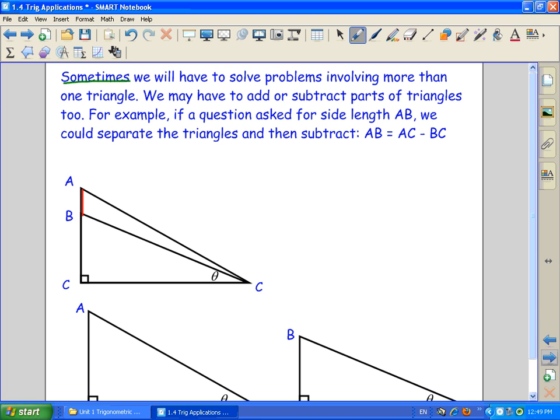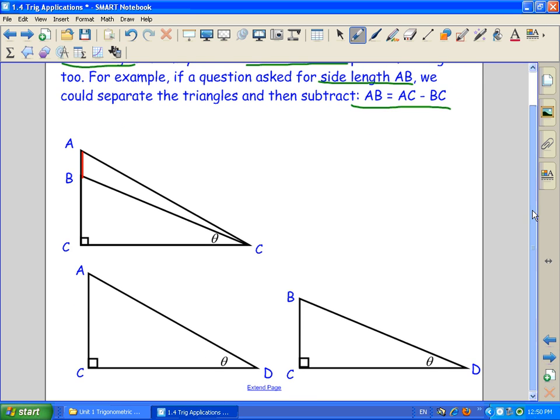Sometimes you will need to solve problems including more than one triangle. We may have to add or subtract parts of the triangles too. For example, a question is asked in this diagram to calculate the side length AB. We could separate the triangles, then subtract. So for example, AB equals AC subtract BC. Let's take a look and break that down. So if everybody can see that this distance here is not part of a right triangle.